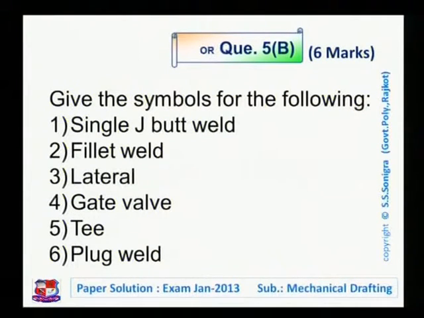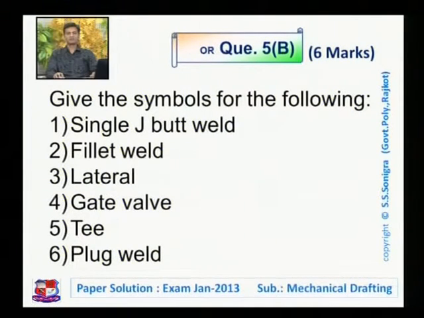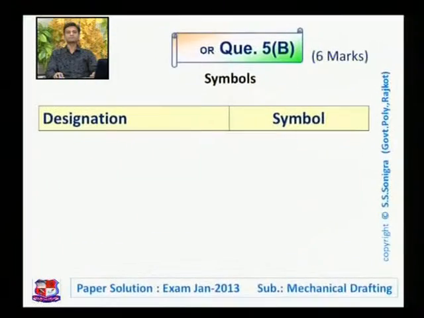Now question number 5b, asked in option for 6 marks. Give the symbols for the following. We have to draw symbols of these 6 elements: single J butt weld, fillet weld, lateral, gate valve, T and plug weld. So the solution of this question is like this.